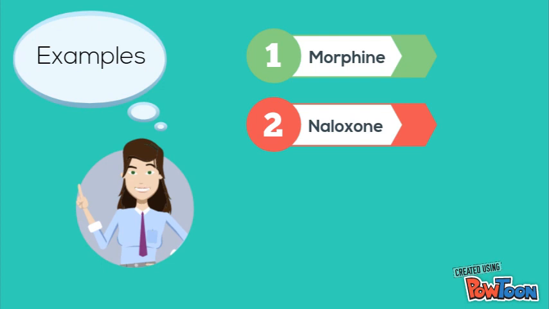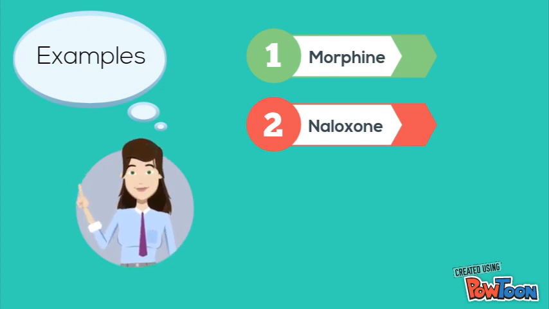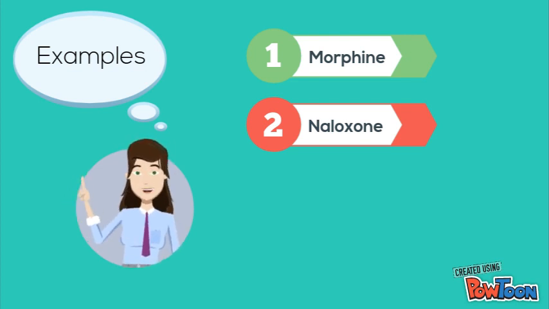An example of an antagonist is naloxone. This works by binding to opioid receptors with a greater affinity to prevent an unwanted response. Therefore, it is generally used for opioid overdose, as well as Class A drugs such as heroin.